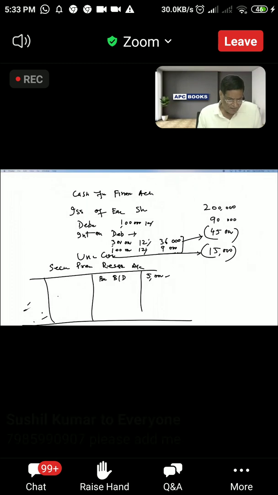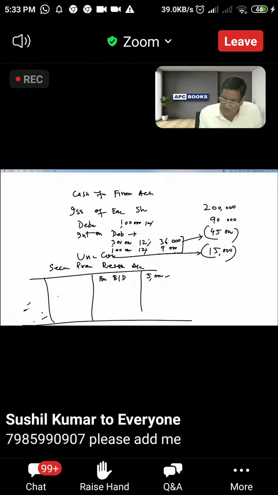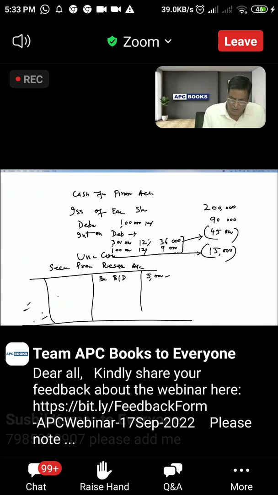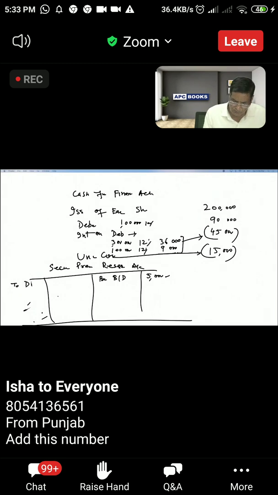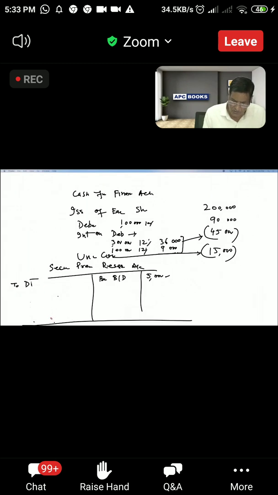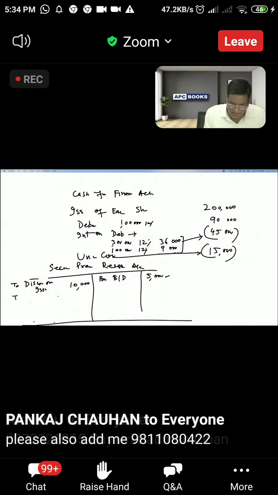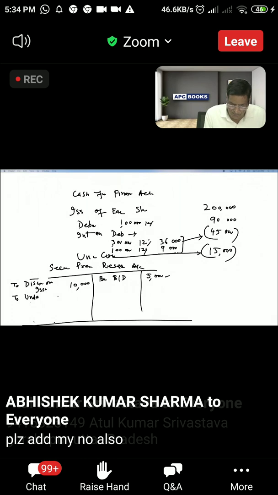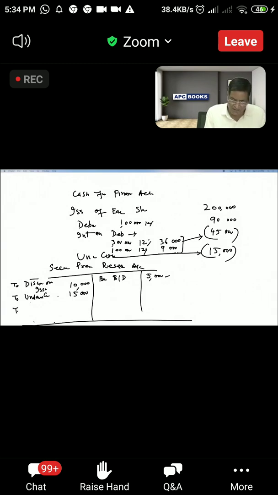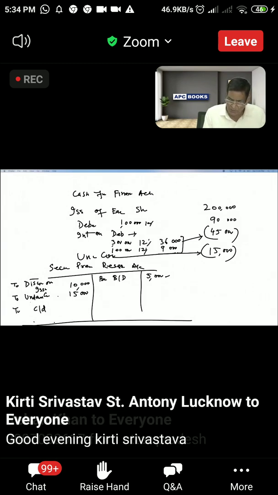And discount on debentures was written off from this. So on the debit side, we shall write discount on issue, rupees 10,000 was written off from security premium. Also, underwriting commission 15,000 was also written off from security premium reserve, and even then there is a balance CD security premium 30,000.